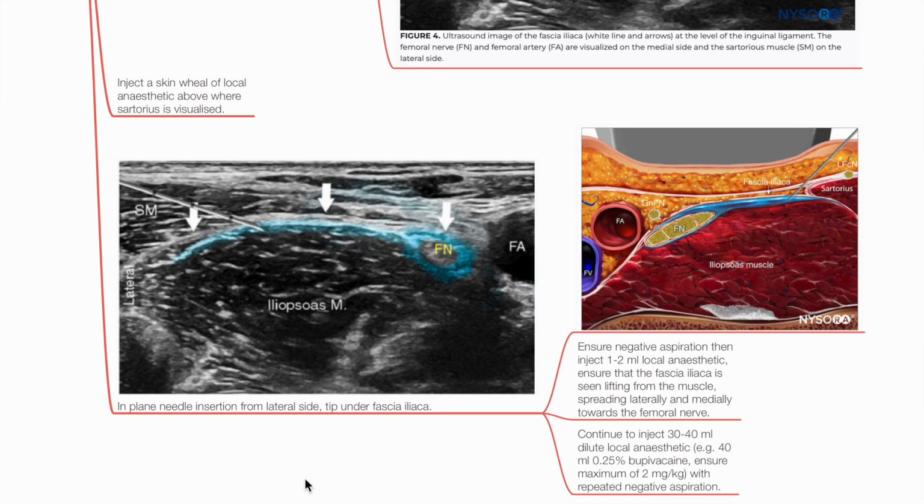In plane needle injection from lateral side, tip under fascia iliaca, ensure negative aspiration, inject 1 to 2 mL of local anesthetic, ensure fascia iliaca is seen lifting from the muscle, spreading laterally and medially towards femoral nerve. Continue to inject 30 to 40 mL of dilute local anesthetic, for example, 0.25% bupivacaine, ensuring maximum of 2 mg per kg not exceeded, with repeated negative aspiration.